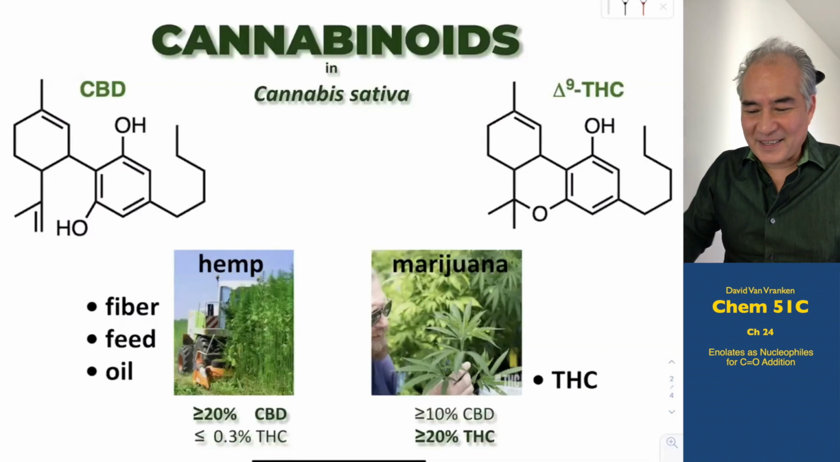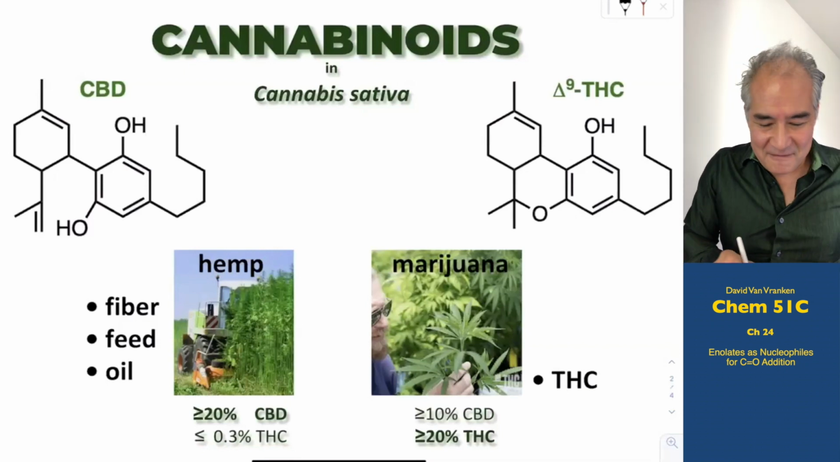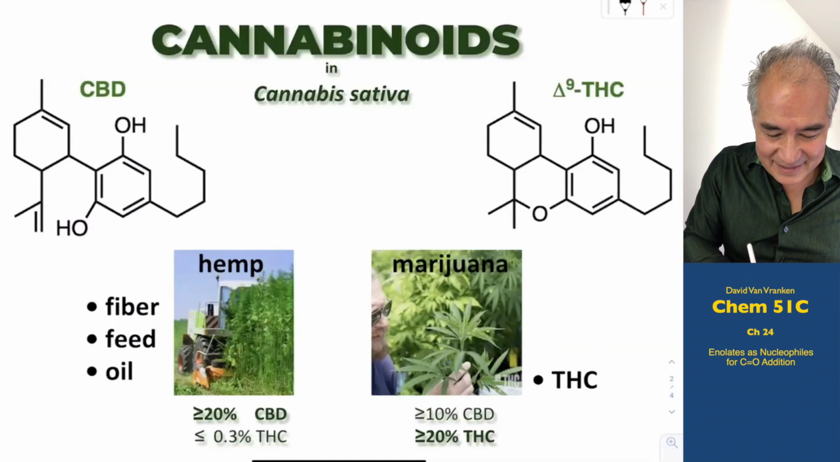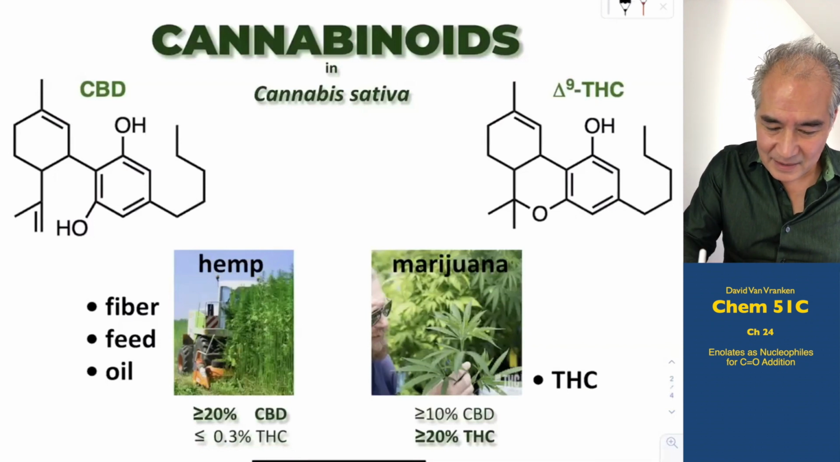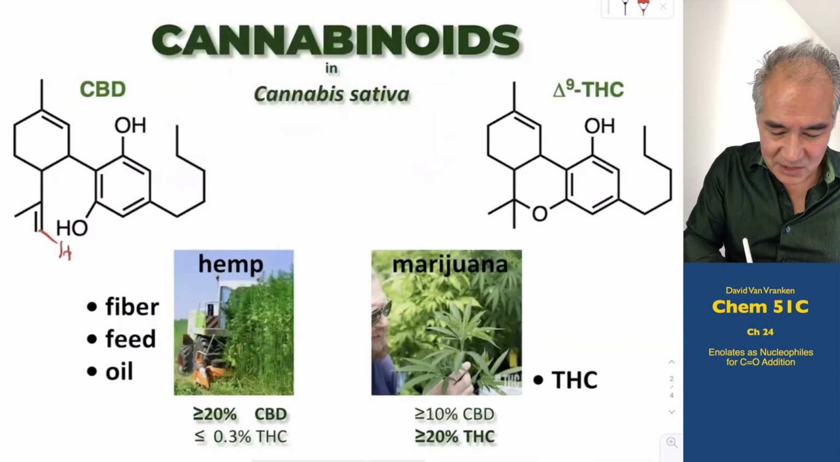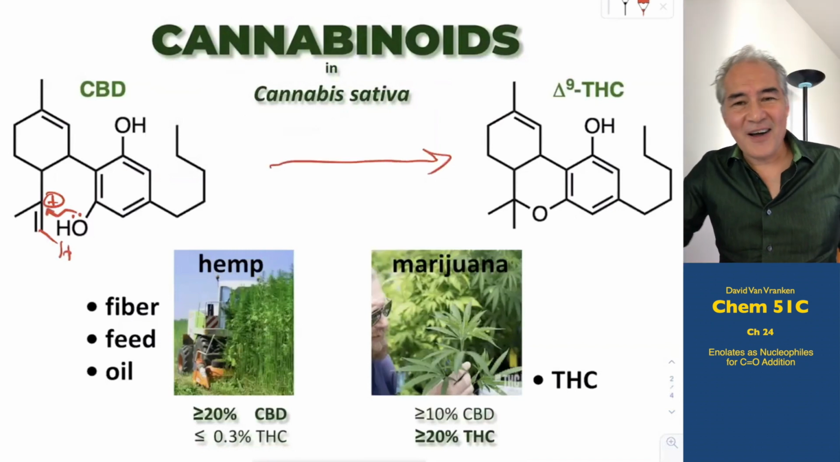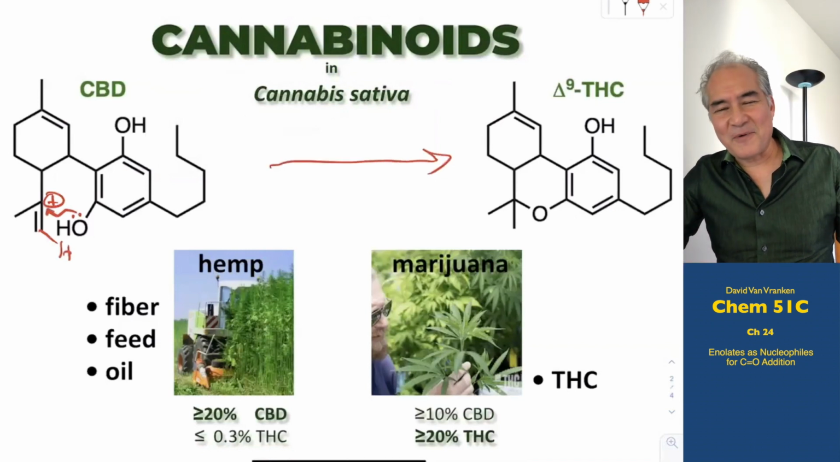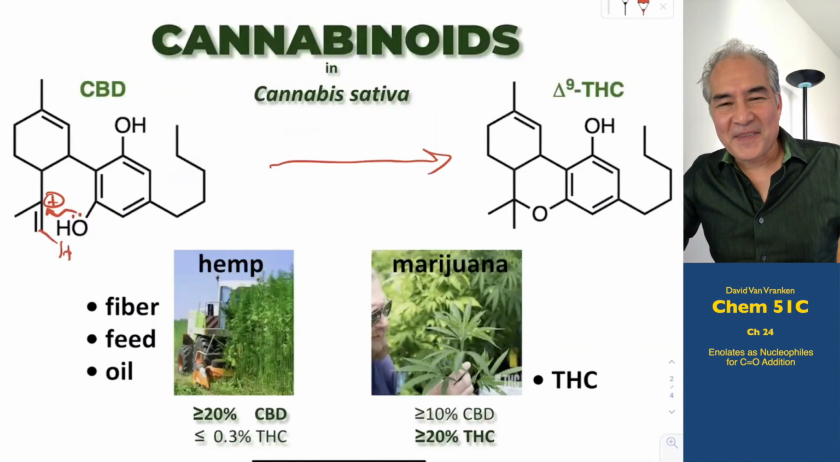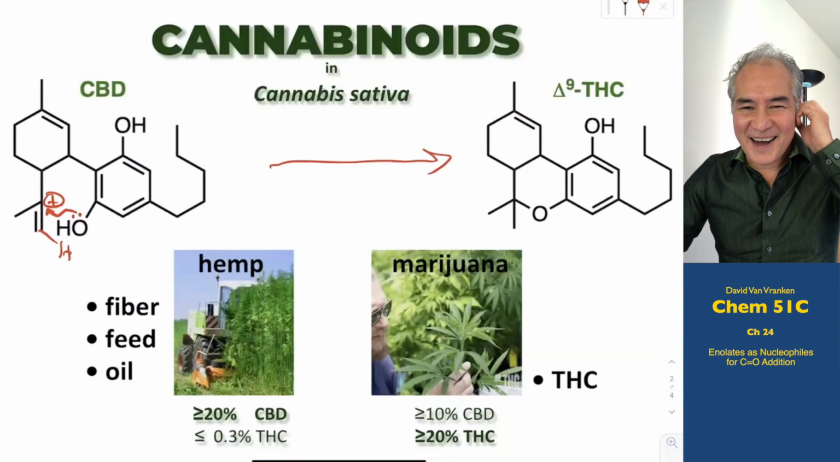Now, when I look at the chemical structure of CBD, it's just inviting me to protonate this. Let me switch back to a red pen here. If I were able to protonate this double bond at this position and leave a carbocation, this lone pair on the oxygen would attack that. And it seems like it ought to lead to THC. We ought to be able to synthesize THC from readily available legal cannabidiol.